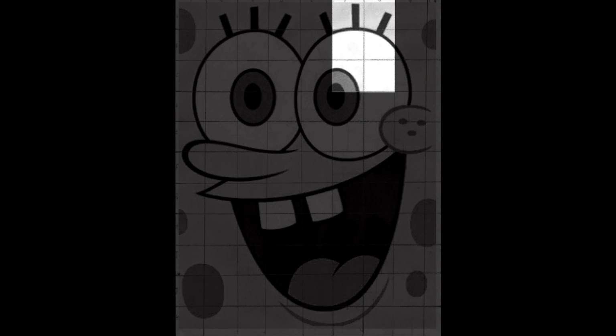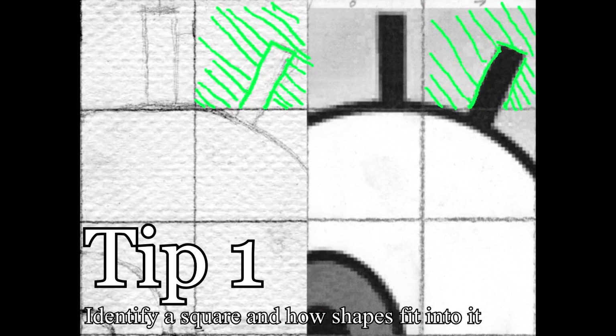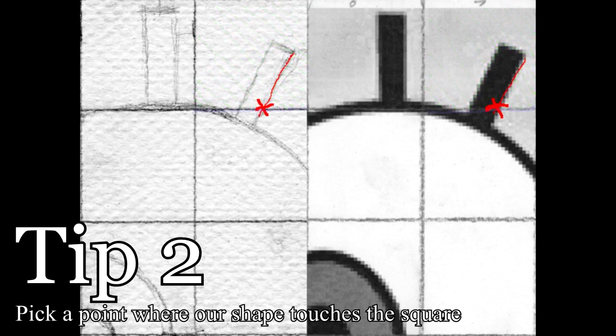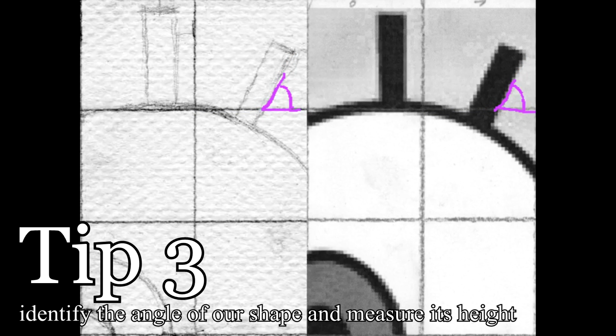So we're going to look at an individual square and see how shapes fit into it. Now we pick a point and see where it touches our square. Next thing we want to do is to see the angle of our shape. And now we're measuring its height. It's about half the height of our square. And we finish drawing the rest of the shape using the same steps.